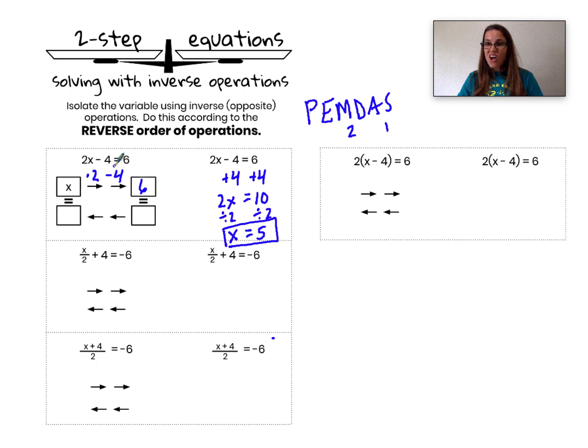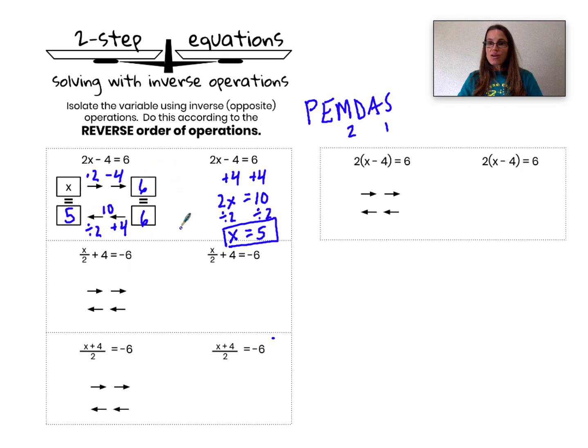Now when I'm trying to solve, I have to do that in the reverse of PEMDAS, in the reverse of what I originally did in my equation. That means first, I'm going to undo subtracting 4 by adding 4, and then I'm going to undo multiplying by 2 by dividing by 2. This gives me my right answer. I start with 6, I add 4 to get 10, I divide by 2, and I get 5.